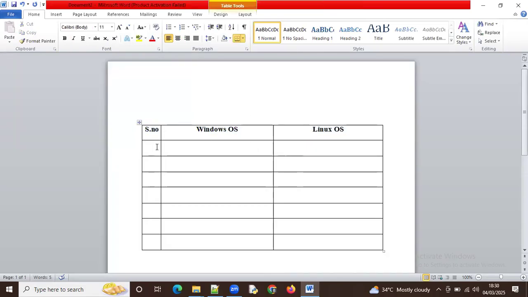Okay, so here the first point. First of all, Microsoft developed MS DOS as CLI only. Later, it developed a GUI interface. That name is MS Win GUI.